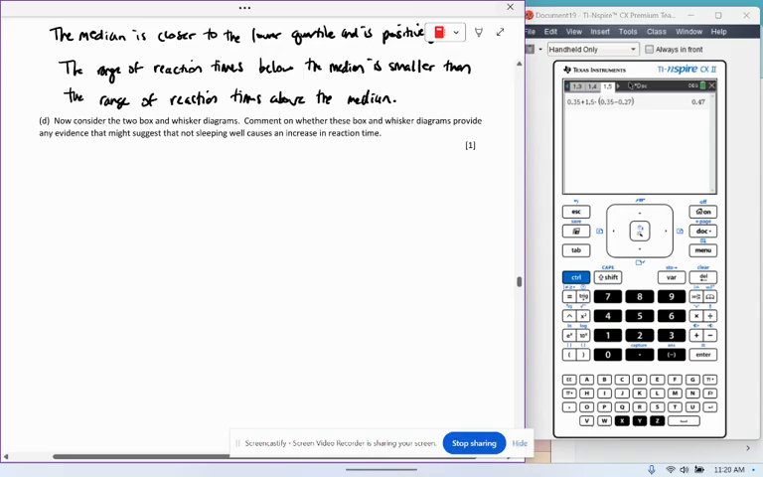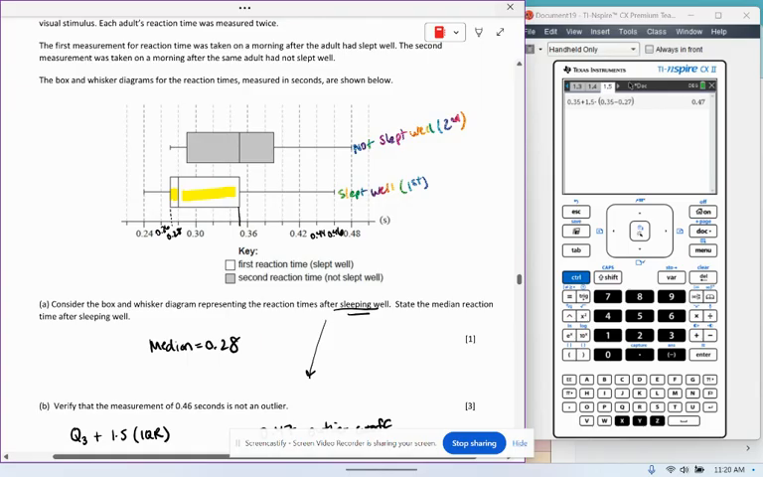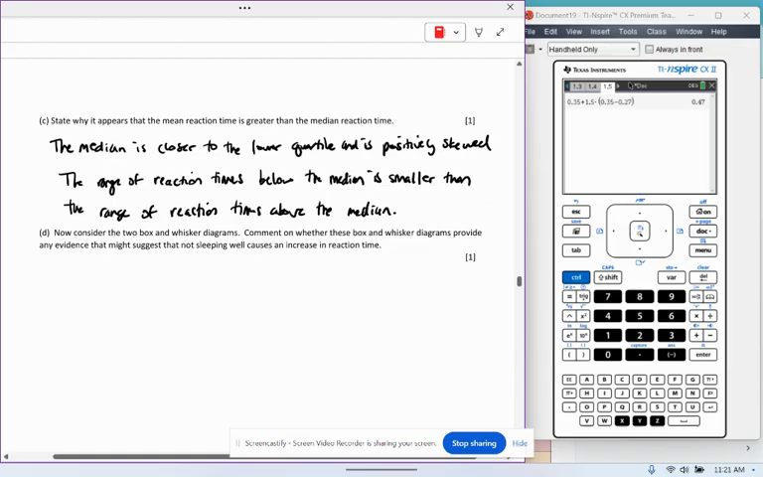Okay, now D. Now consider the two box and whisker diagrams. Let's scroll up and look at them. Comment on whether these box and whisker diagrams provide any evidence that might suggest that not sleeping well causes an increase in reaction time. Just initial vibes, I see that the median reaction time is much higher when subjects haven't slept well. It's almost equal to the upper quartile reaction after sleeping well. The reaction time is significantly longer. So that's probably what I would say.